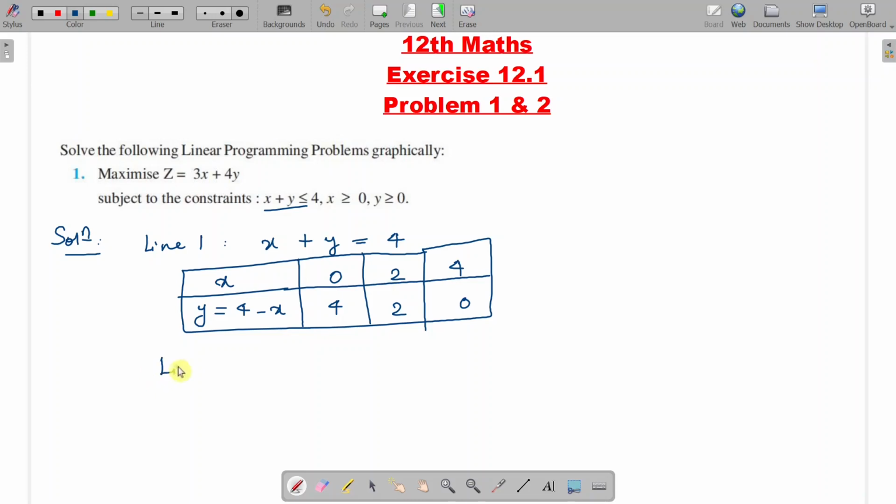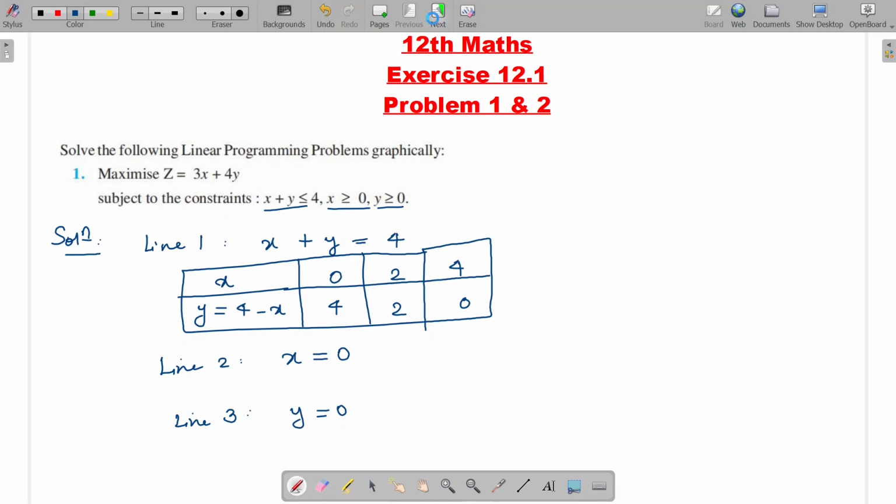Then line 2 is the line corresponding to this inequality. So that is nothing but x equal to 0. We just have to change the inequality to equal to. Then line 3 is corresponding to this inequality. So that is y equal to 0.